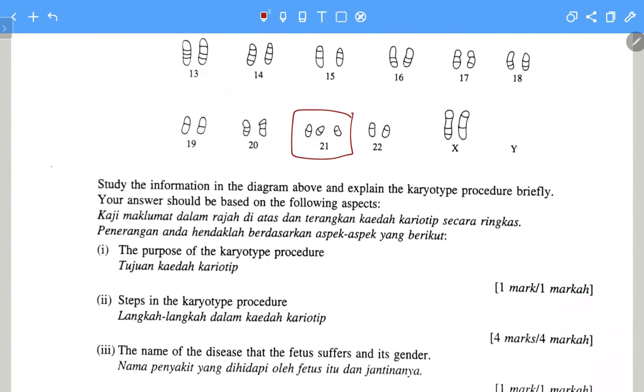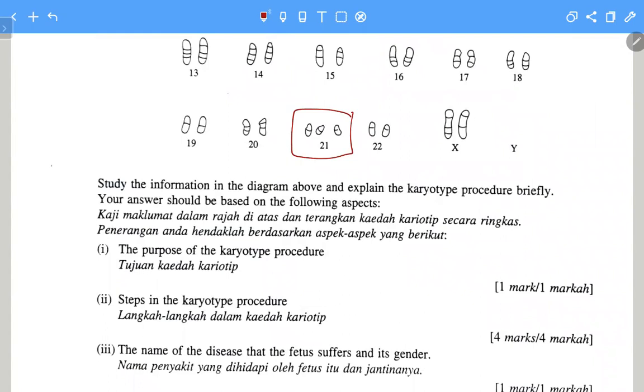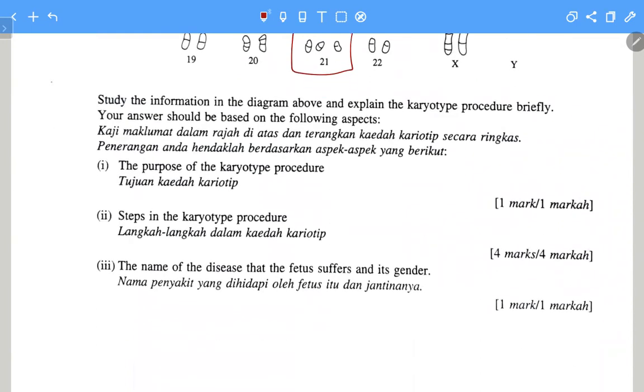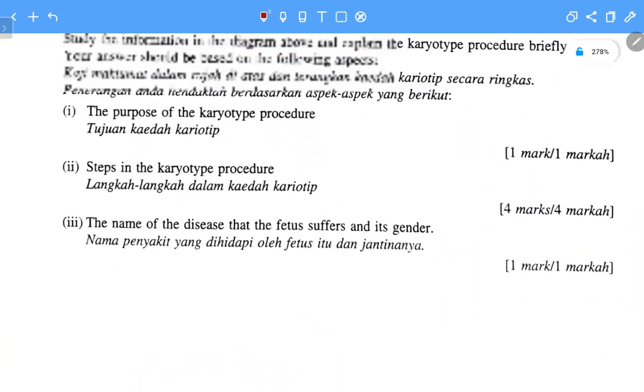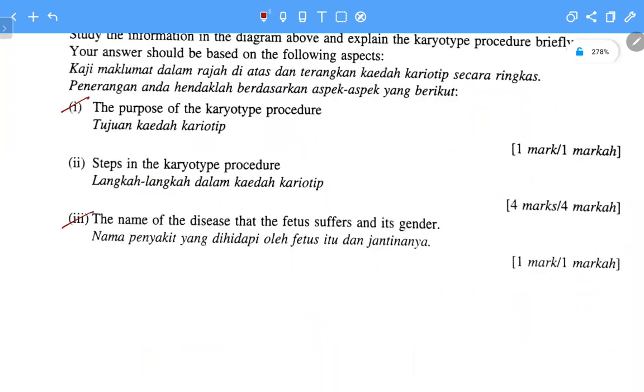Study the information in the diagram above and explain the karyotype procedure briefly. Your answer should be based on the following aspects: the purpose of the karyotype procedure, steps in the karyotype procedure, name of the disease the fetus suffers, and its gender. Very easy. Let's answer number 1 and number 3 first.